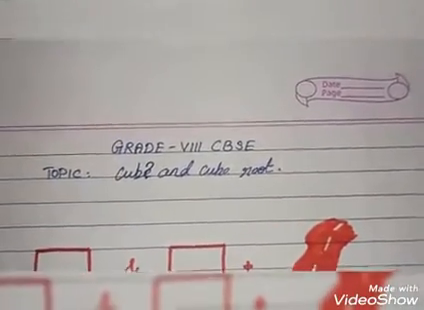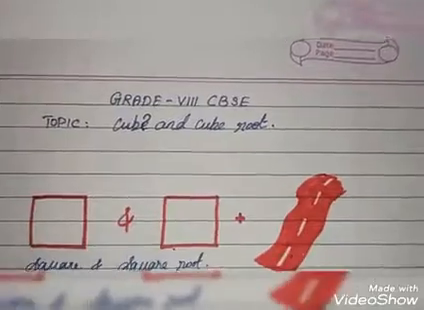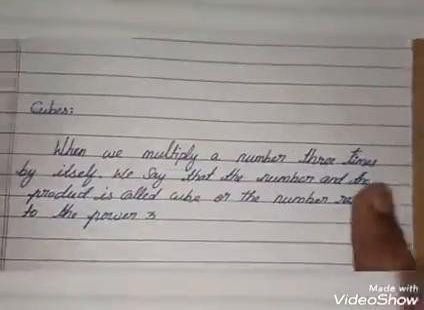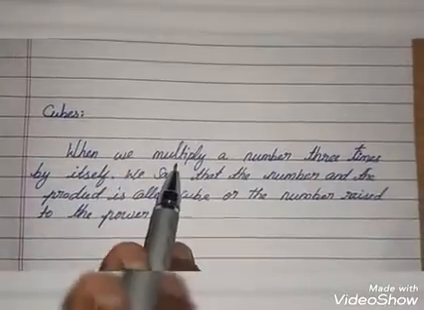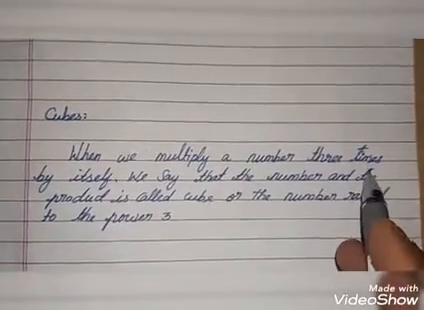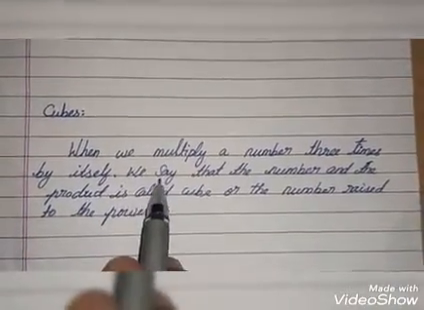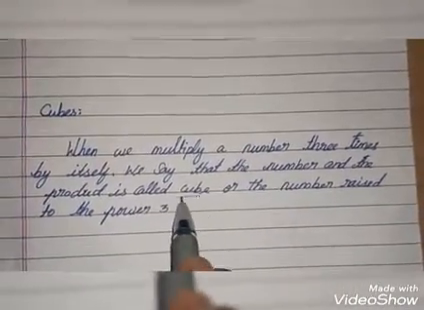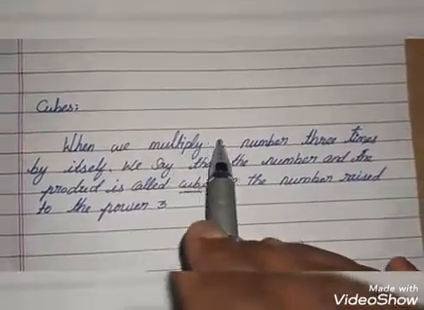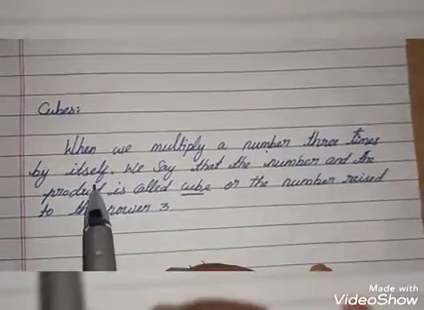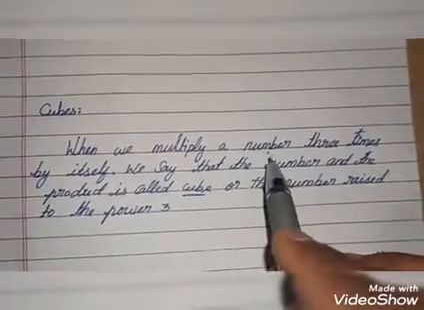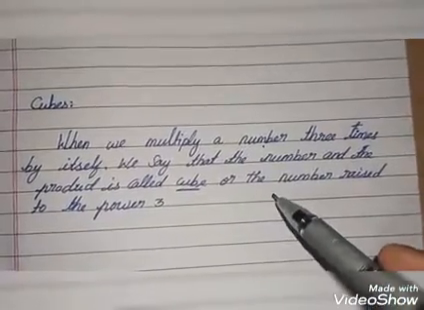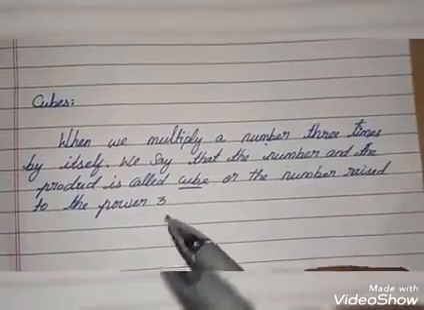Cube and cube root. First, what is meant by cube? Does anybody have an idea? A cube is nothing but when we multiply a number 3 times by itself, we say that the number and the product is called a cube, or the number raised to the power 3.